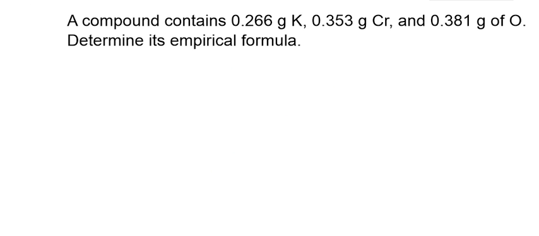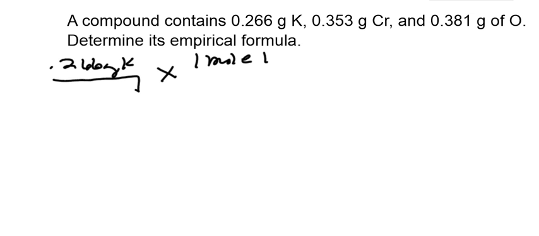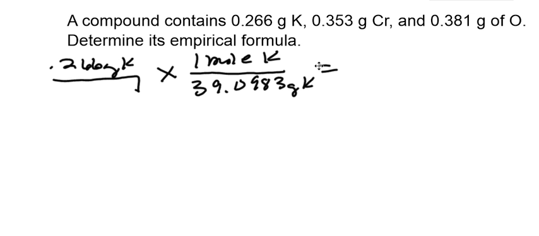All right, let's try another one. We have a compound made of potassium, chromium, and oxygen. We're going to do the same thing. We're going to convert these into moles, 0.266 grams of potassium. And then we're going to go times 1 mole of potassium. We look at its mass up at the periodic table. It's 39.0983 grams of potassium. And that, of course, is going to equal moles of potassium.